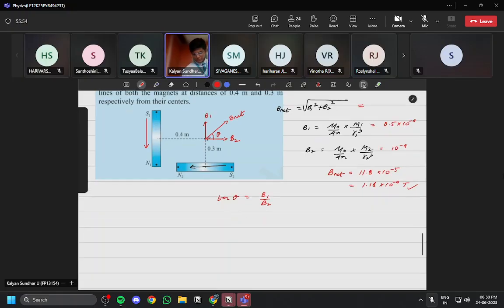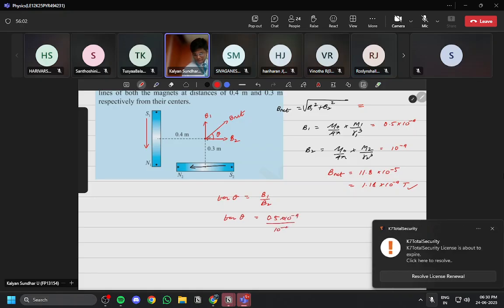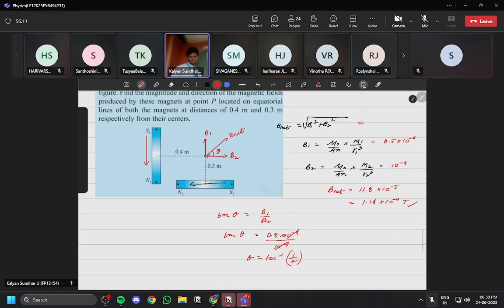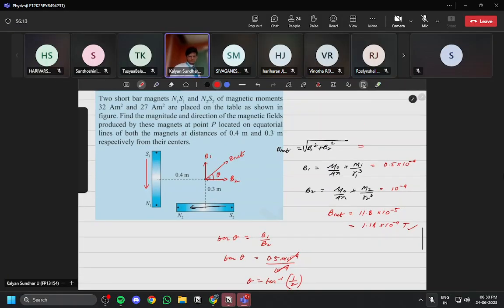So the value of tan theta will be equal to B1 value, 0.5 into 10 to the power minus 4 divided by 10 to the power minus 4. So theta will be equal to tan inverse of 1 by 2. So this is the direction, and this is the angle it makes. This is all about the direction. Right.